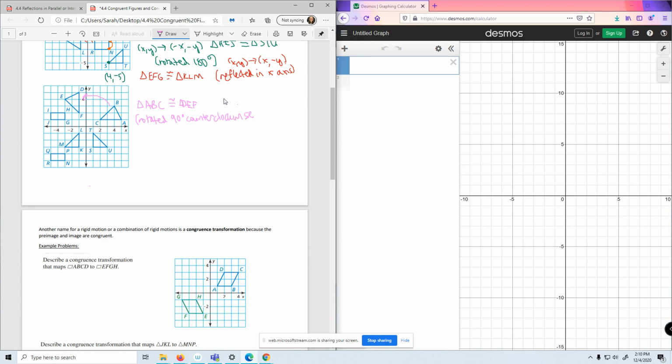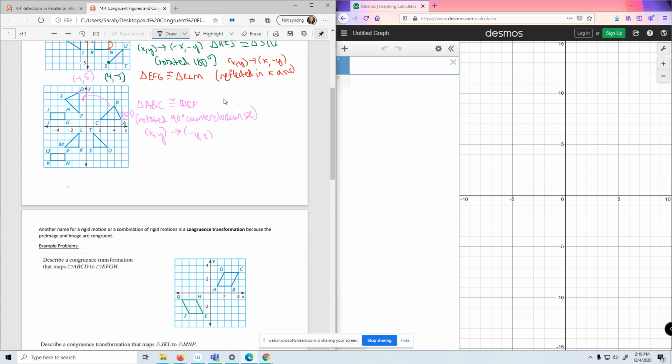If you want to check your rule for that, a 90-degree counterclockwise rotation is (x, y) maps to (negative y, x). Pick a point. Let's pick A. A is at 5, 1. It matches up with D. D is at negative 1, 5. And we can see that's exactly what happened with those coordinates there. So ABC and DEF are congruent.